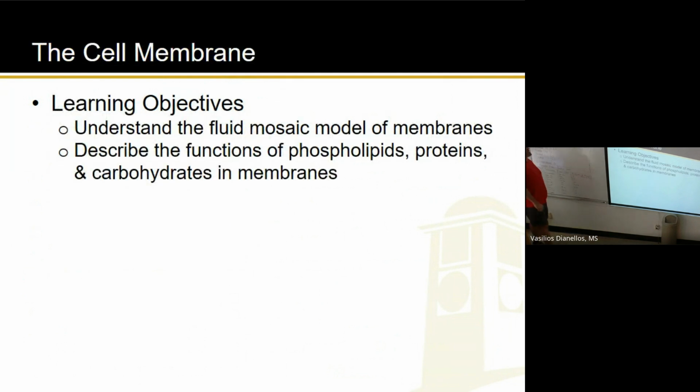Anyway, learning objectives for this section. At the end, you should be able to understand the fluid mosaic model of membranes, which you will not need to know for the rest of the semester. And you should be able to describe the functions of phospholipids, proteins, and carbohydrates in membranes, which you will not need to know for the rest of the semester.